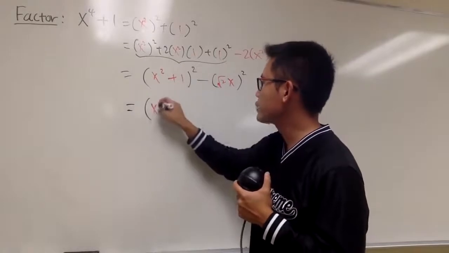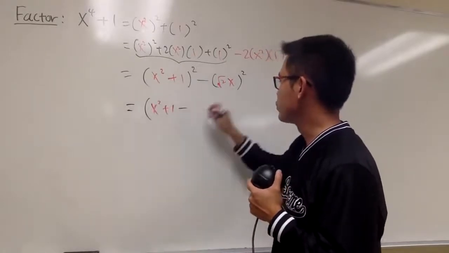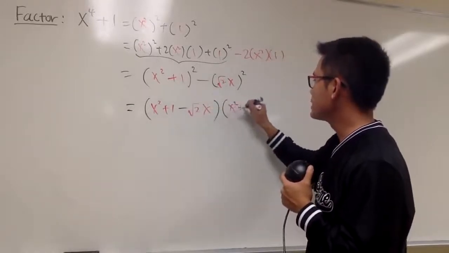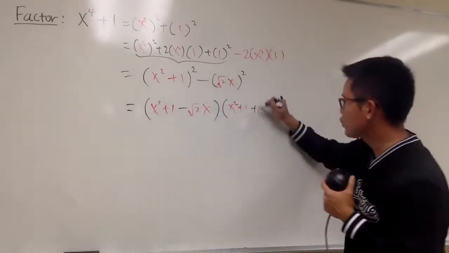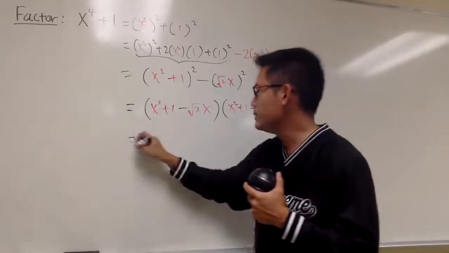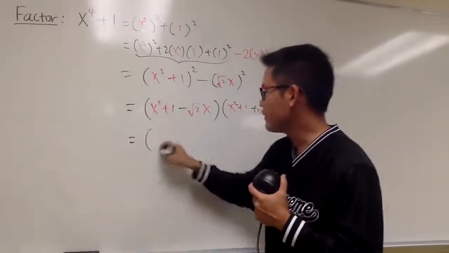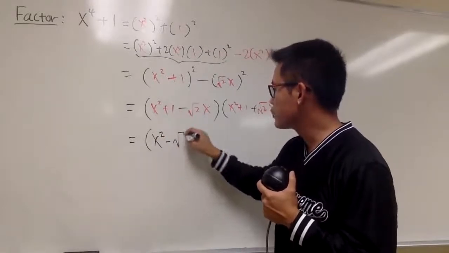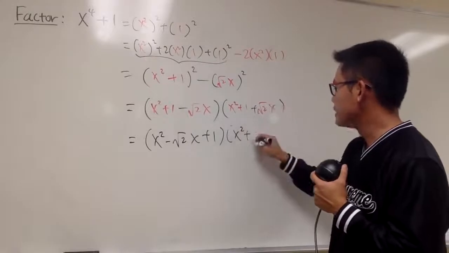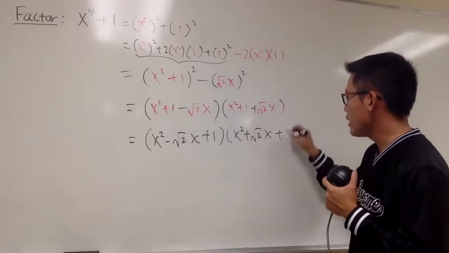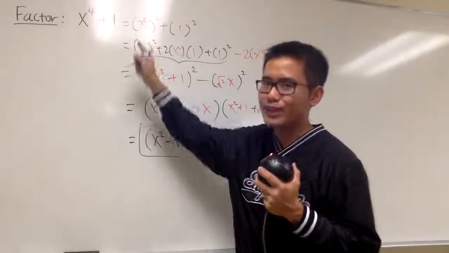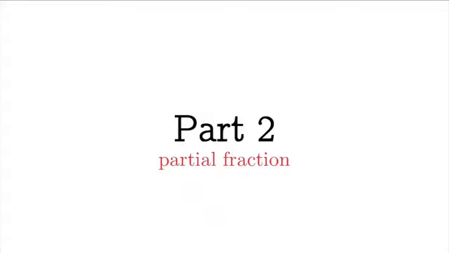So we have x squared plus 1 minus this, which is square root of 2 x. And then the second one is going to be x squared plus 1 plus this, which is square root of 2 x, right? And usually we want to write it down in a nice order, so let me just rearrange this a little bit. Therefore, the final answer is x squared minus square root of 2 x plus 1, times x squared plus square root of 2 x plus 1, all right? So this right here is how we factor x to the fourth power plus 1. And now, let's move on to the next part.